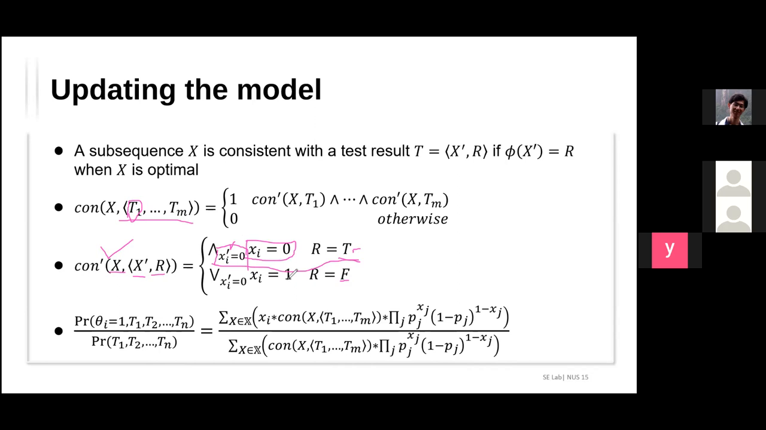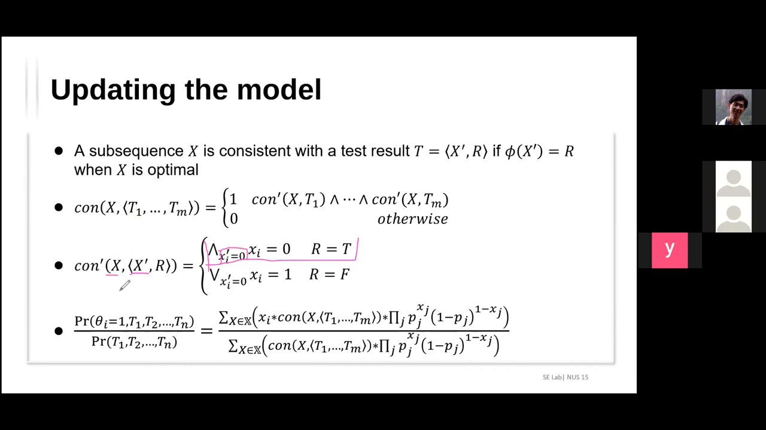Let me clear the screen a bit. Okay, so if we only focus on the top half, it is clear, right? We are only interested in all the statements that have been excluded in big X prime, and for all those statements that have been excluded in big X prime, they should also be excluded in X.